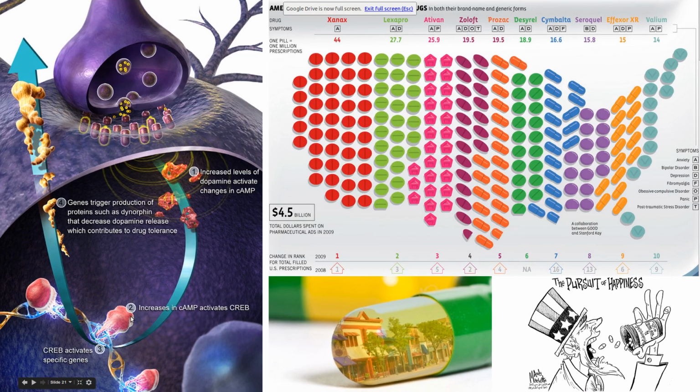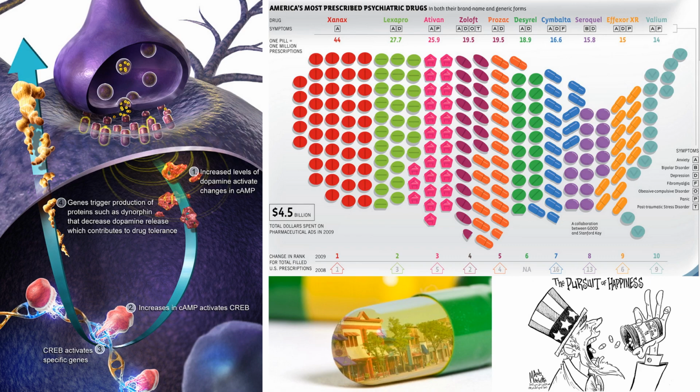You've got Xanax, Lexapro, Actiq, Zoloft, Prozac. These are different drugs. I'm not going to read them all the way across the top, but when you see an A under Xanax, that's for anxiety. D is for depression. B is bipolar. F is fibromyalgia, which I find interesting because it may be thought of as a psychiatric drug, but it seems like people have real physical pain with fibromyalgia, but it's still being determined. Then obsessive compulsive disorder, panic, and post-traumatic stress disorder.